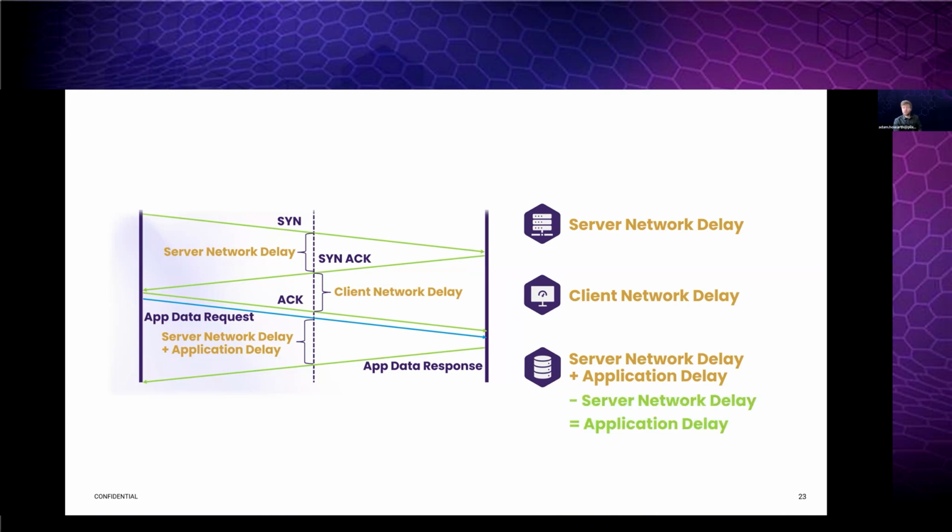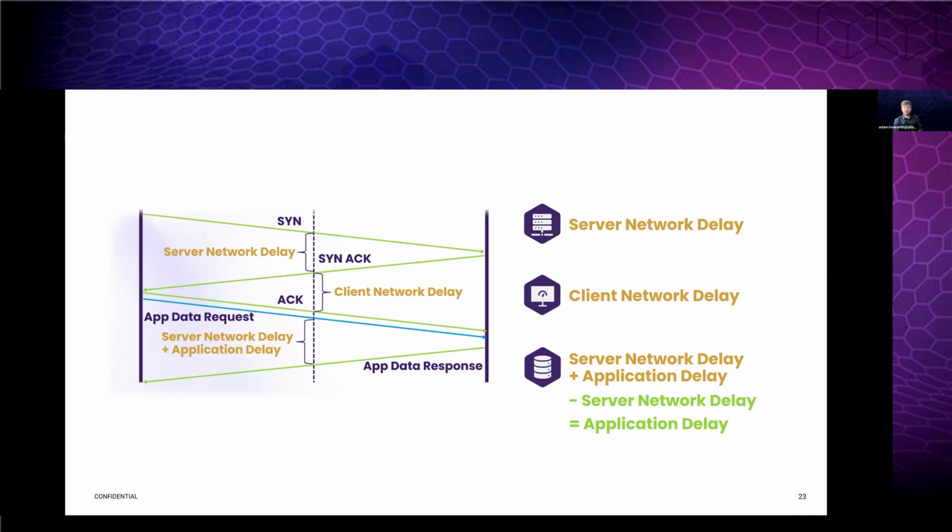So the final part of the process for the calculation, happening against the flow cache, will subtract out that network delay from the overall delta that was observed between the app request and app response, and leave us with just a pure application delay.